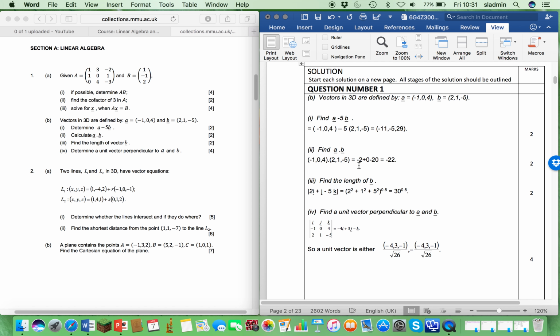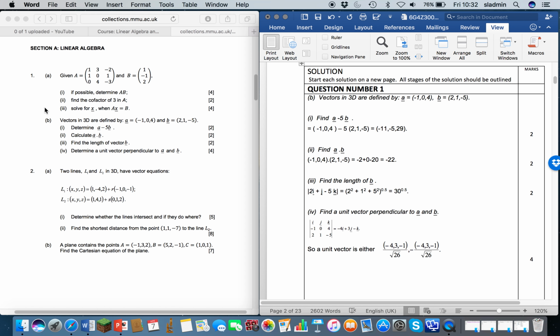So we have -1 times 2 gives you -2, plus 0 times 1 gives you 0, and plus 4 times -5 gives us -20. So we have -2 plus 0 plus -20, which gives -22. So that's the dot product of A and B. Next, we want to find the length of the vector B. So here is the vector B in the form with i, j, and k. We want the modulus, or the norm of this vector. So this is called the Euclidean norm. So we simply square each component, add them together, and then take the square root of the resulting answer. So here you can see we're going to get the square root of 4 plus 1 plus 25, which gives us root 30. So the length of the vector B is root 30.